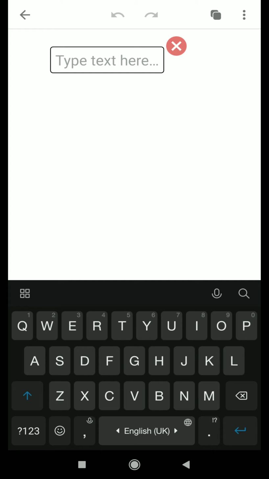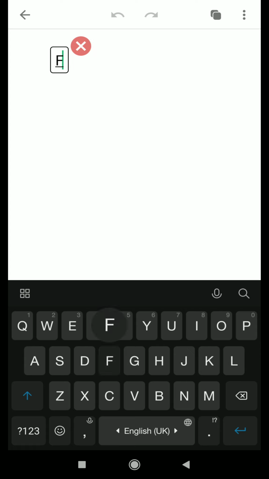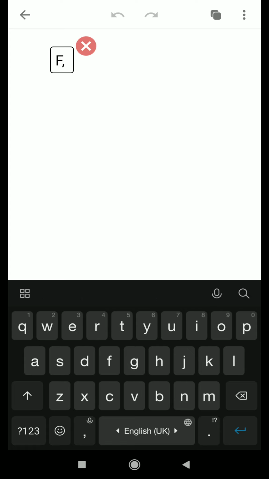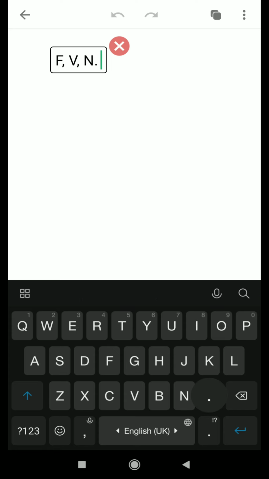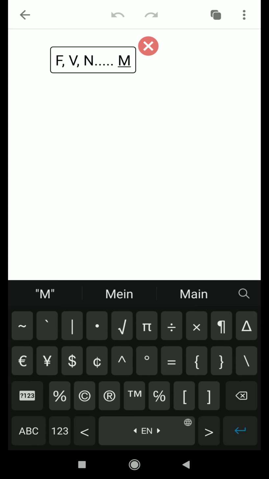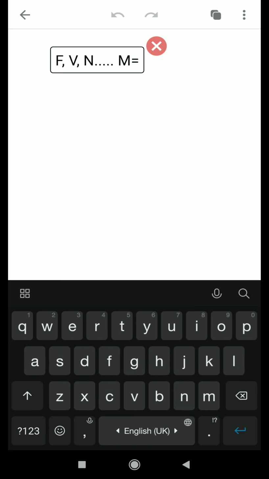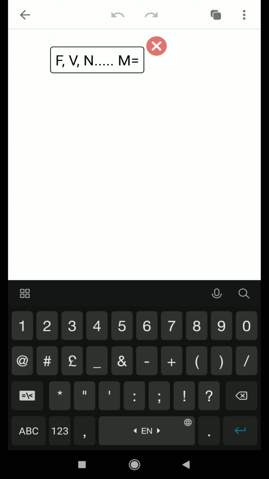So the question is, the dimension of force is F, the dimension of velocity is V, the dimension of frequency is N, and from these find out the dimension of mass. Clear?